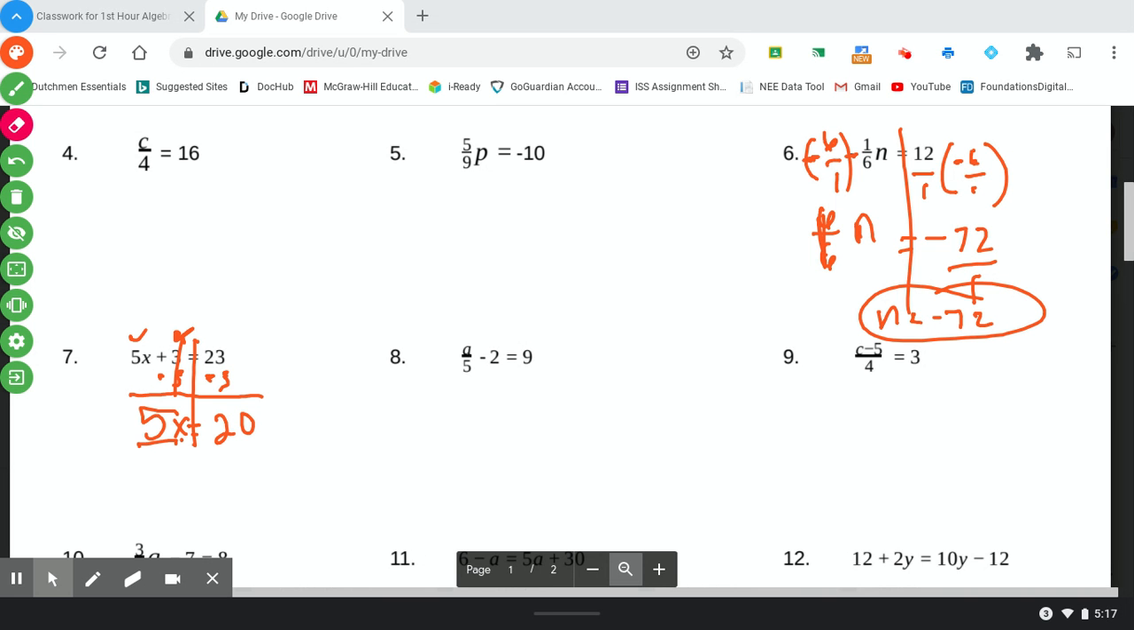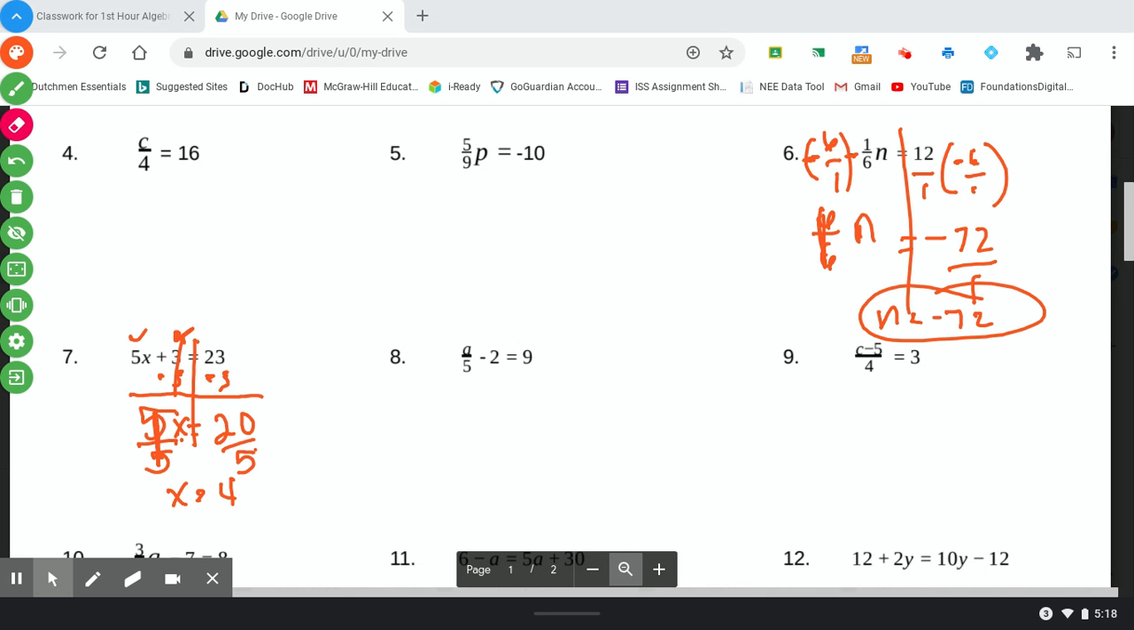So if I divide this by 5, 5 divided by 5 gives me that 1x, right? So I have my x. But if I divide on the left, we have to divide on the right. So 20 divided by 5 equals 4. And we do know that 4 times 5 is 20. And then if you add 3 to it, you get 23.